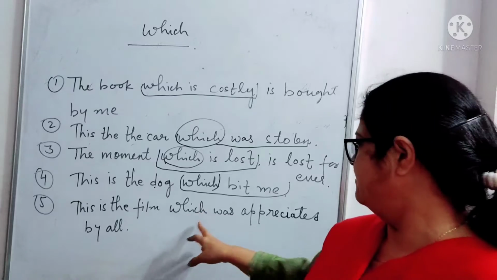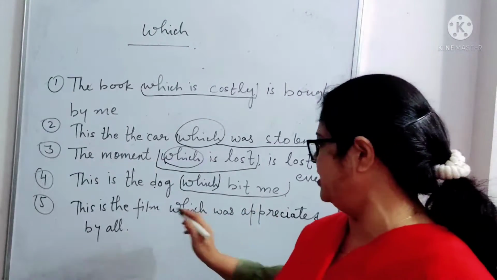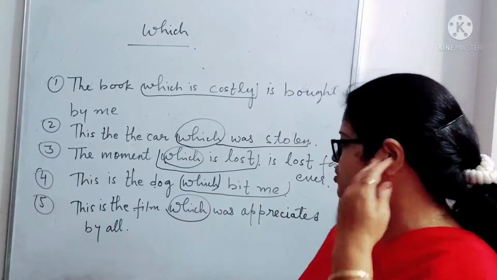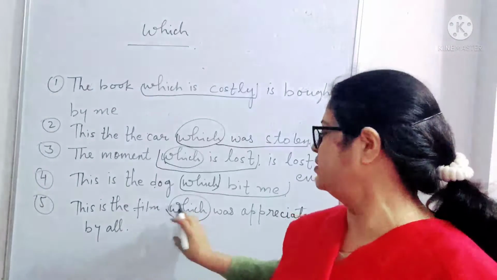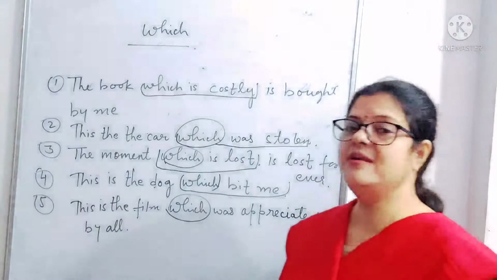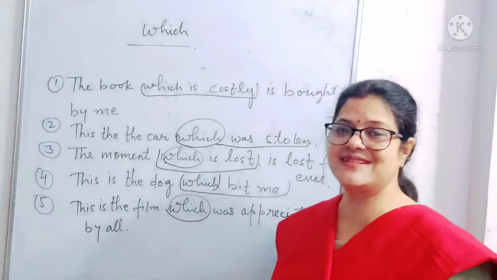Now, this is the film which was appreciated by all. We are talking about which film? We are talking about this film which is appreciated by all. So this film is the antecedent of the sentence. Okay, I hope you have understood it well, but I just want to tell you something more about which. Let's see in the next slide.